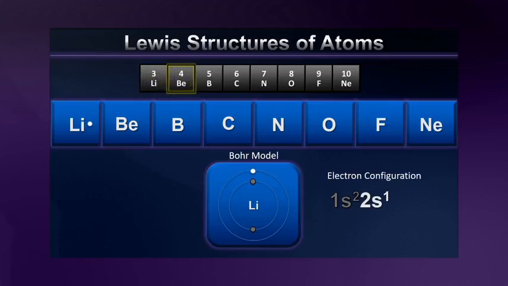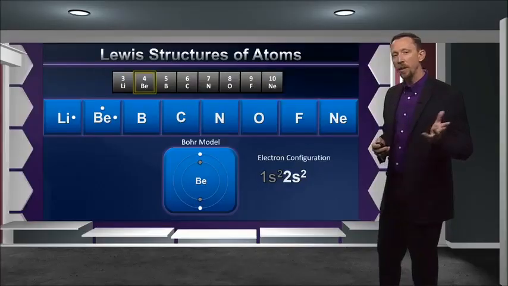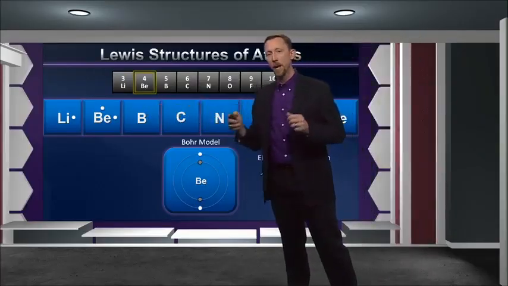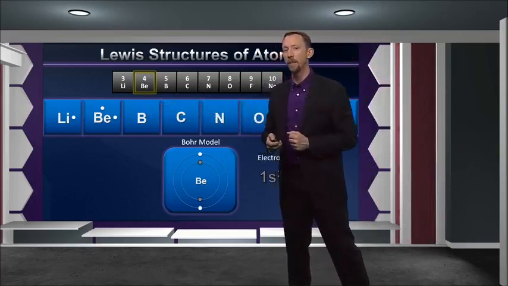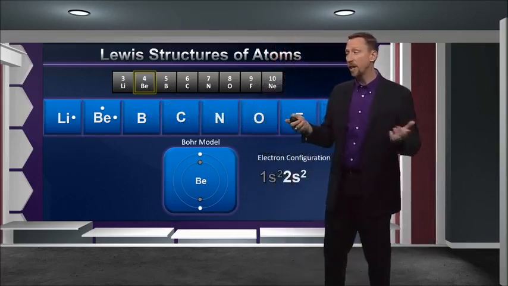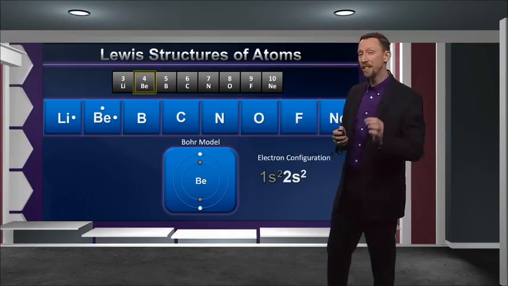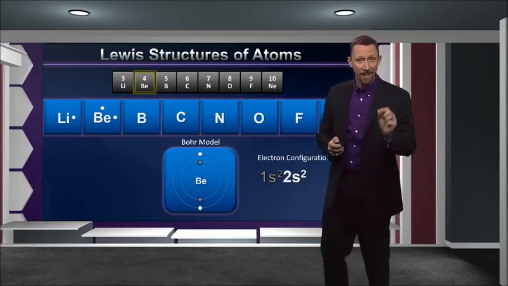If I move to the next element, beryllium, I add a new valence electron for a total of 2, and therefore I put 2 electrons. Now you'll notice that in the beryllium that I've drawn over here, I've separated those 2 electrons and put them on different sides of the beryllium. They can be on opposite sides, they could be at corners the way I've drawn them, they can even be depicted together. It doesn't matter as long as it's the correct number of electrons.